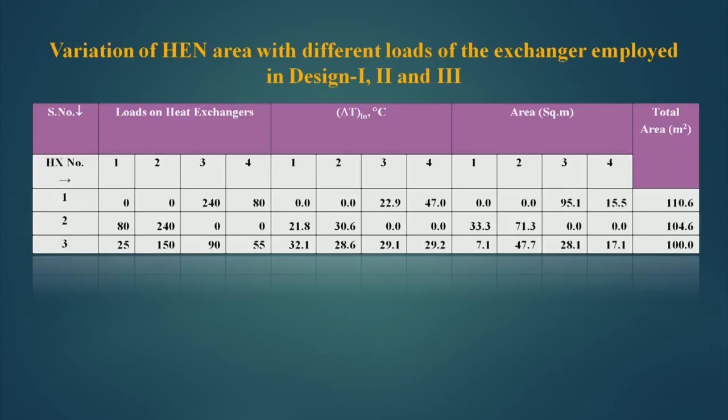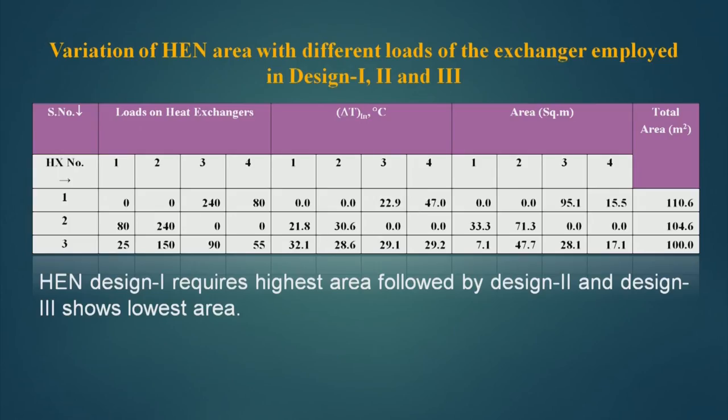So, the areas computed are 7.1, 47.7, 28.1 and 17.1, and the total gives 100 meter square area, which is the lowest. So, the first hand conclusion which we draw is that for a given problem, there can be many feasible designs when we are employing the pinch analysis method or pinch design method. All the designs will have different area, and this difference in area is due to the utilization of available driving force for the problem.